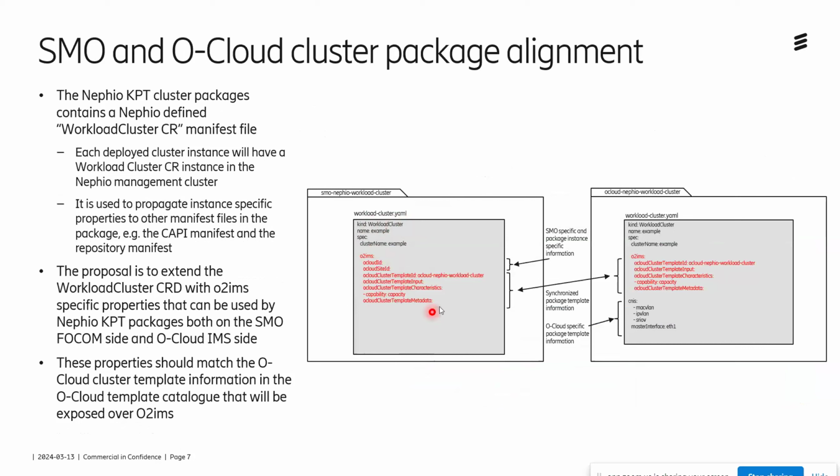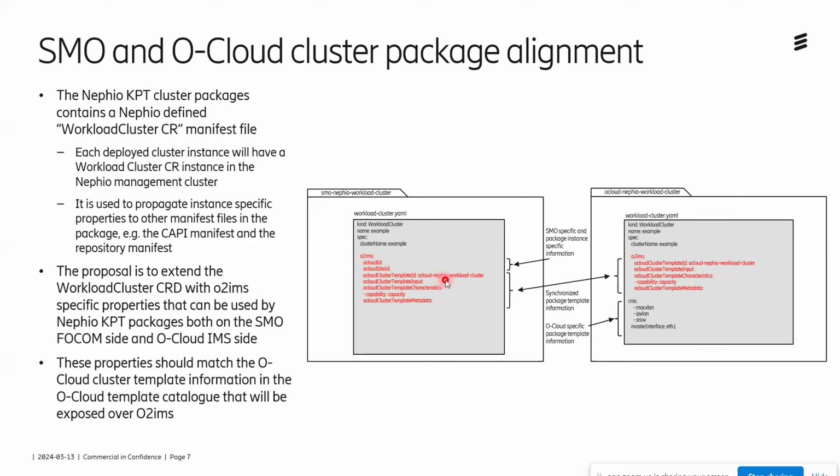So we introduce an O2IMS section. These parameters are just for illustration purposes. We talked about it in the work group. This will be refined during the design phase. But the crucial thing here is that you would need to have this information in order to identify on the SMO side which OCloud is the target, which site in the OCloud is the target, and then the template ID.